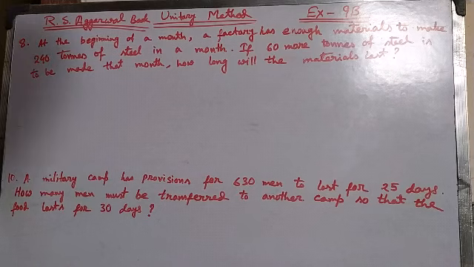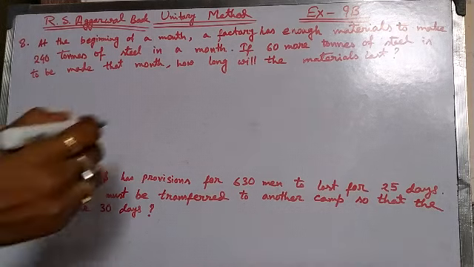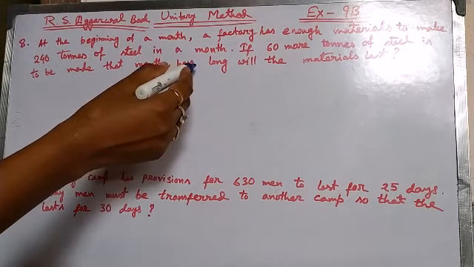Now coming to question number 8. At the beginning of a month, a factory has enough materials to make 240 tons of steel in a month. If 60 more tons of steel is to be made that month, how long will the materials last? So here, what do we have to find out? How long, that means the timing we have to find out.